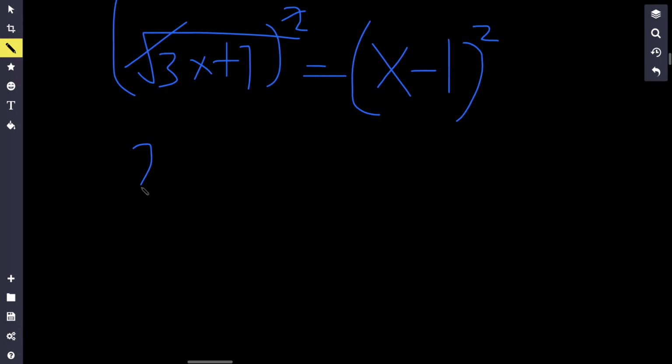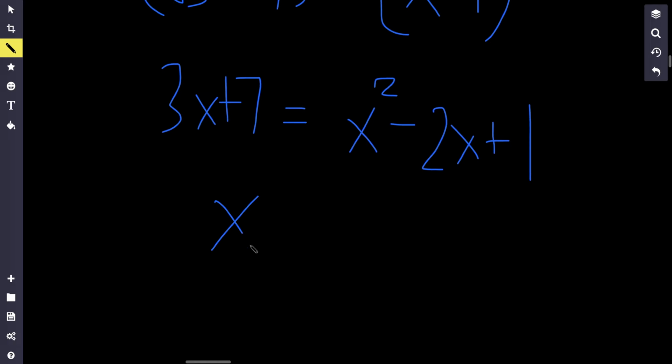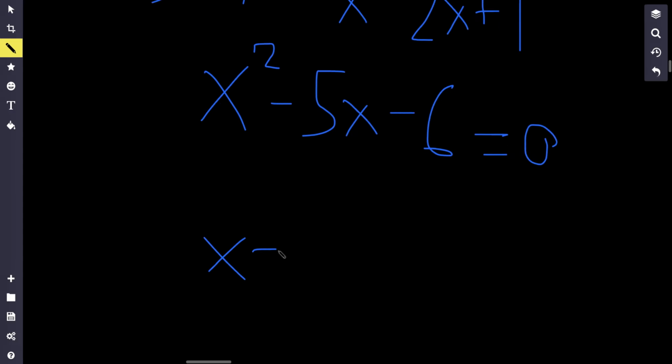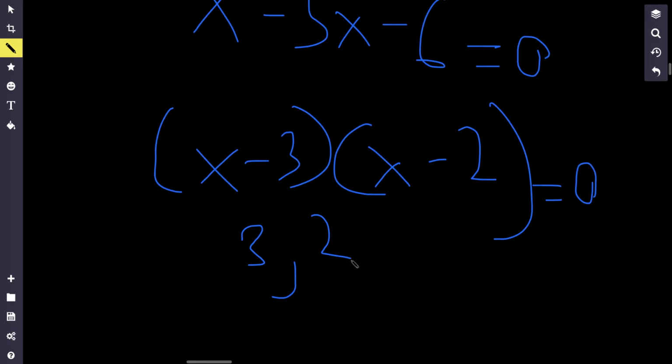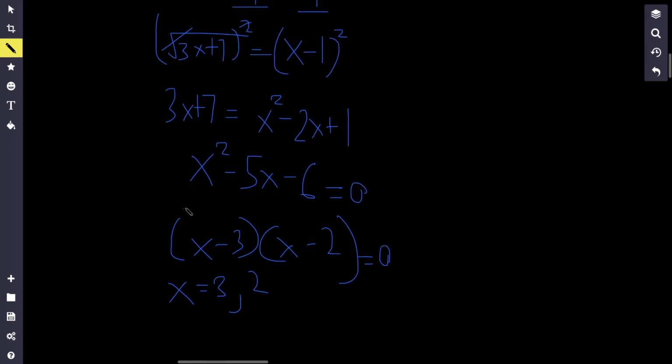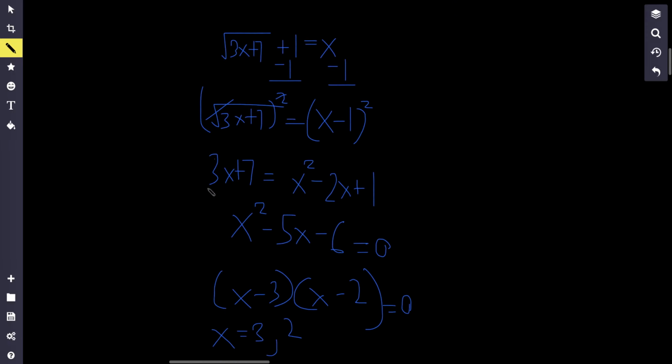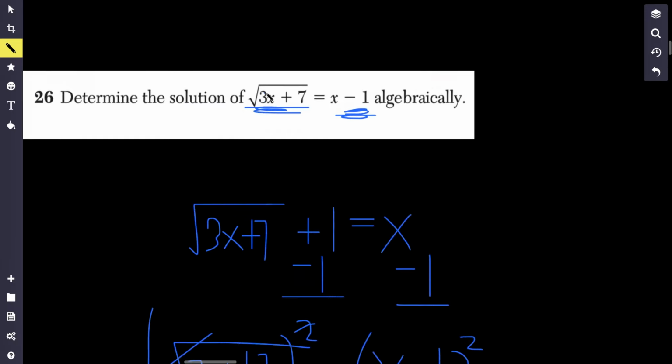So we're going to have 3x plus 7 is equal to x squared minus 2x plus 1. We're going to have x squared minus 5x minus 6 is equal to 0. You can factor this to x minus 3 times x minus 2, and then you're going to get x is equal to 3 or x is equal to 2. Now, we have to check our work once again. Whenever you're doing these square root problems, you have to make sure you don't get a fake solution.